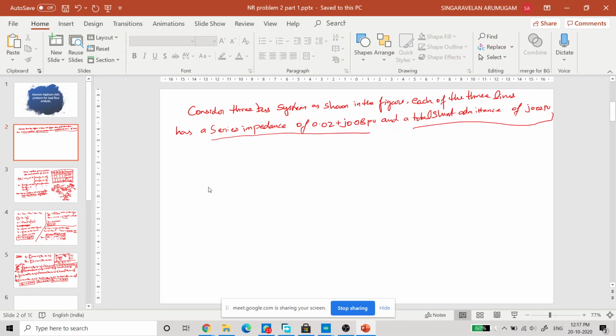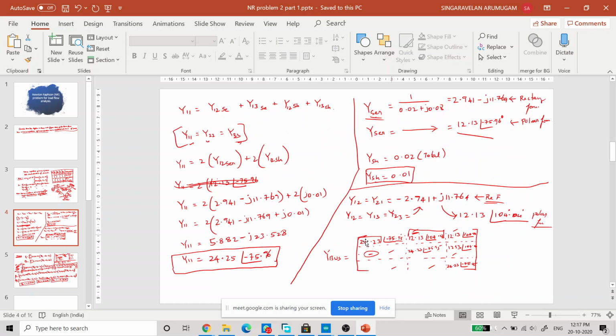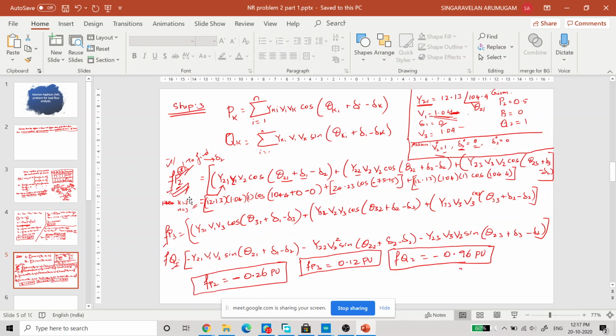So last class we solved the second problem using Newton-Raphson, and we derived the Y bus. After deriving the Y bus we found the corresponding equations. After finding the corresponding equations, how many of you found FP2, FP3 and FQ2? Yesterday we were discussing this only, right?